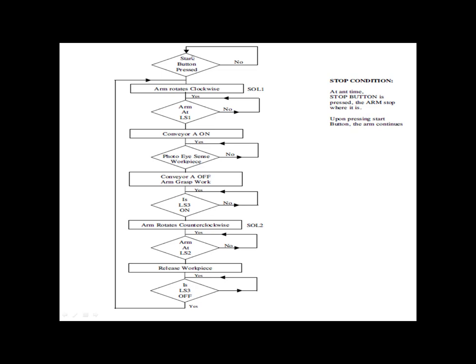If it has already, then you can start the process again. We'll see whether the start button is pressed. If the start button is pressed, we can move on the same way, in the clockwise direction, and then the whole process will repeat itself. So you can easily convert that flowchart to programming code.